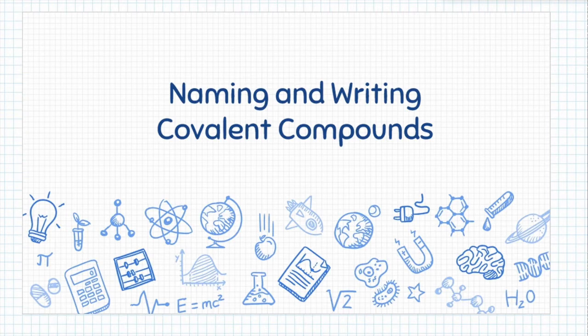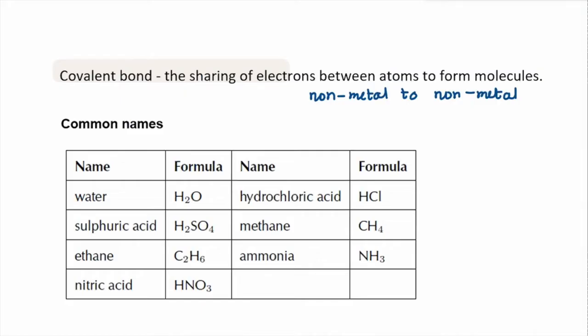In this video, we will go through the rules that we use to name and write down the formulae of different covalent compounds. In order for you to make the most out of this video, it is very important that you understand what a covalent bond is. We say a covalent bond is the sharing of electrons between atoms to form molecules.